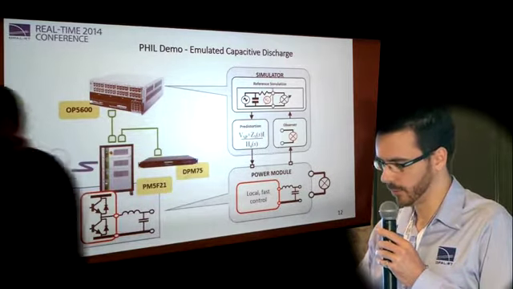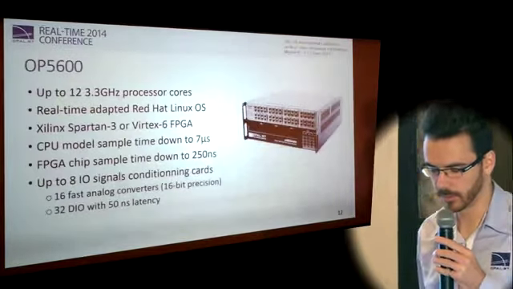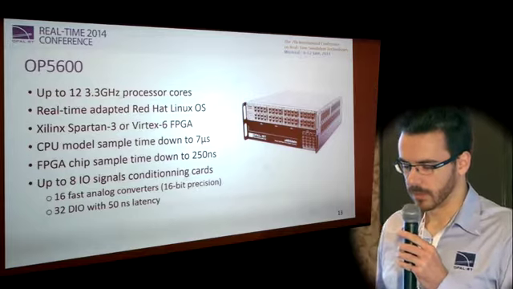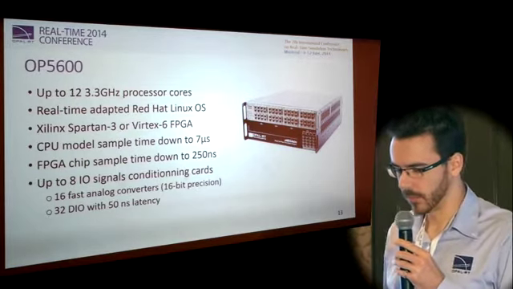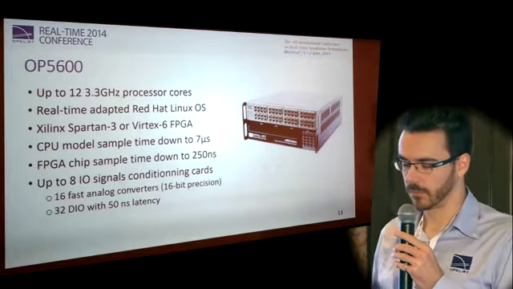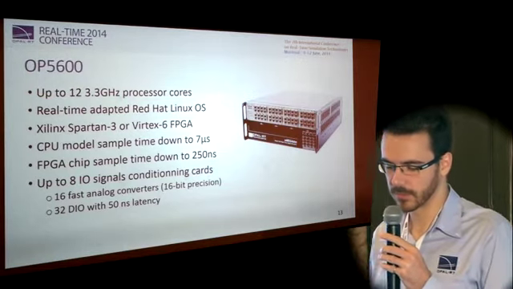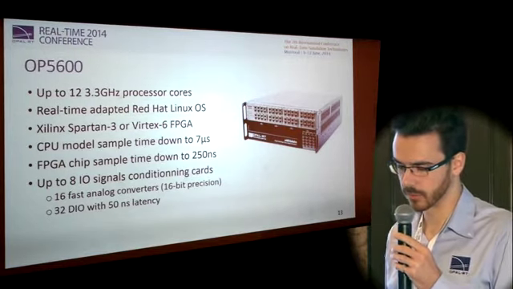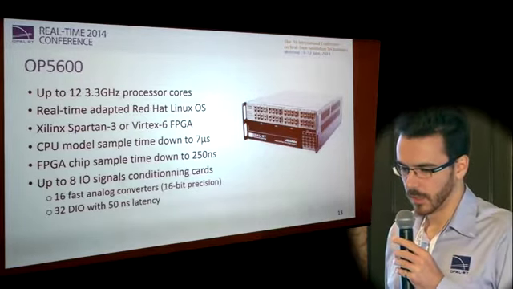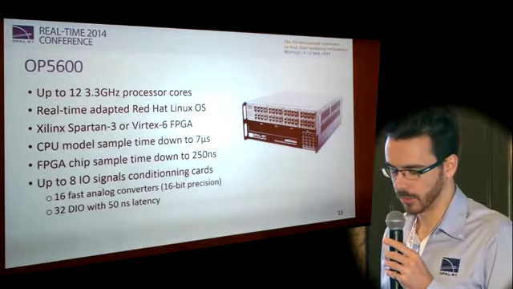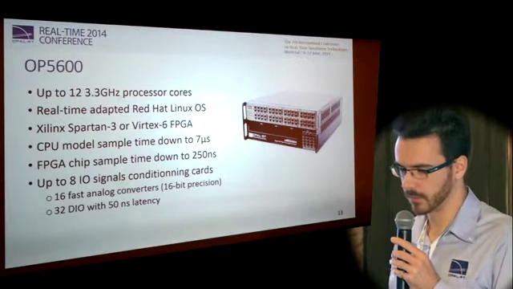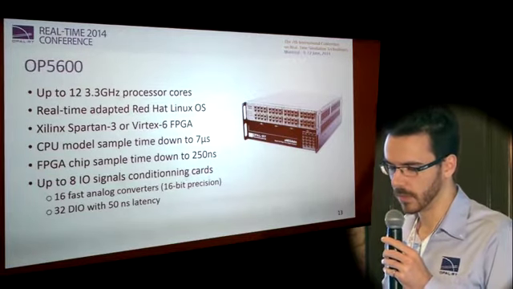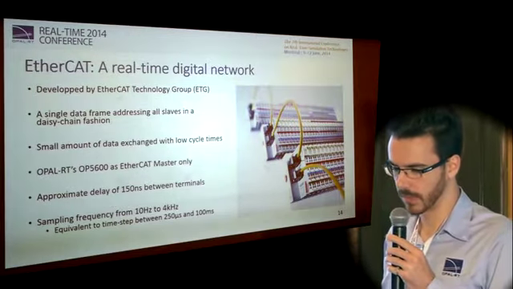Then if we look closer at the EtherCAT communication, basically it works with a single data frame. This means that the same data frame is going to access all the slaves on the system, but every slave has the specific location of the data that it's concerned with in the protocol. We also have to note that the OP5600 works as a master, so the 5600 determines what is going to be sent to the other devices on the EtherCAT network.